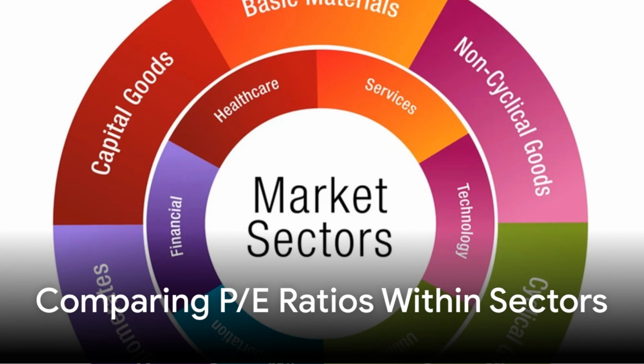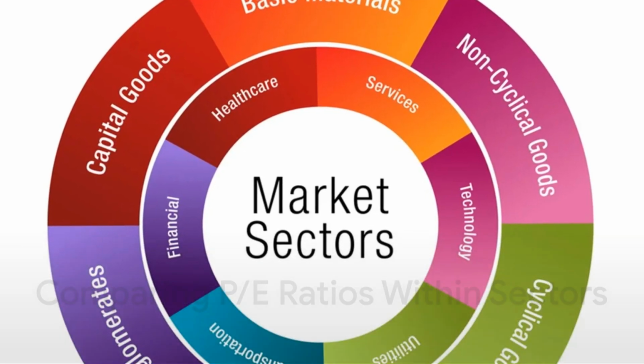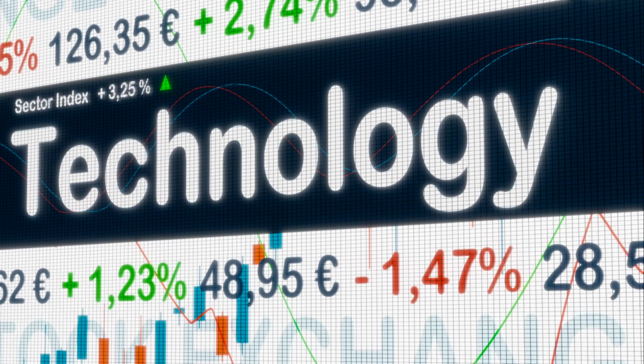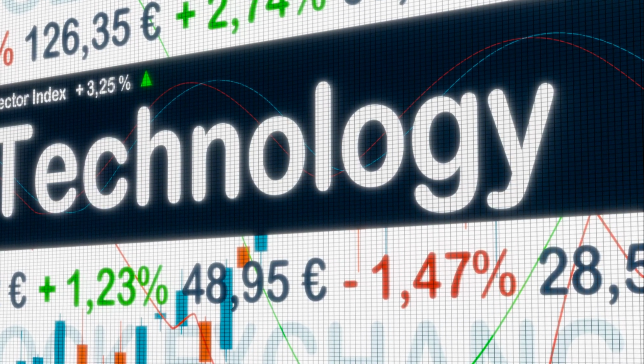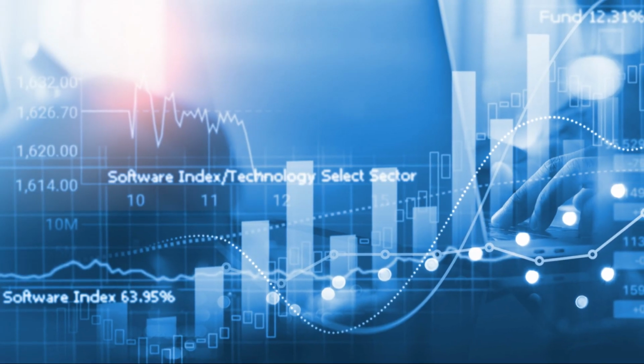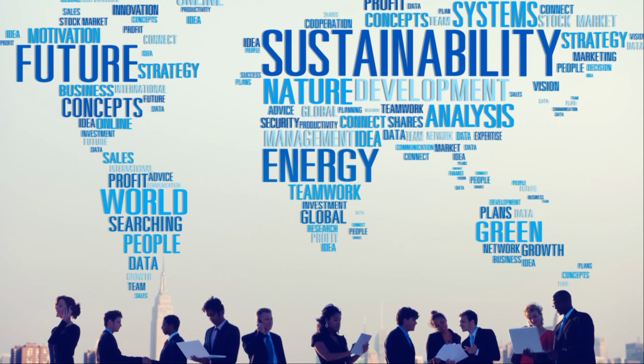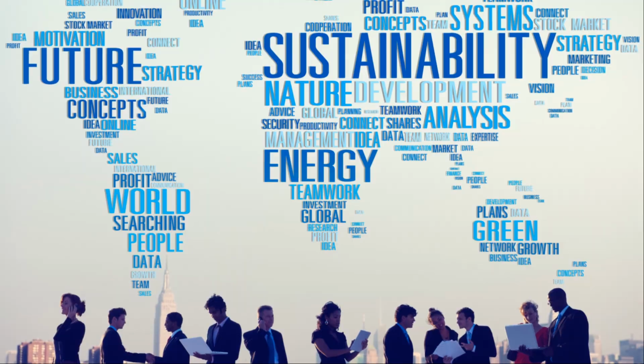Now, it's important to remember that PE ratios can vary significantly between different sectors. For example, technology companies often have higher PE ratios compared to utility companies. This is because investors expect higher growth from tech companies, so always compare PE ratios within the same sector to get a more accurate picture.